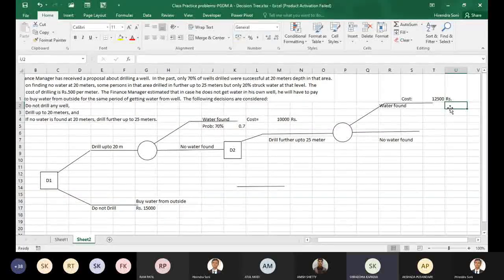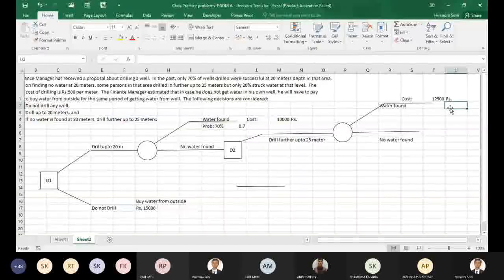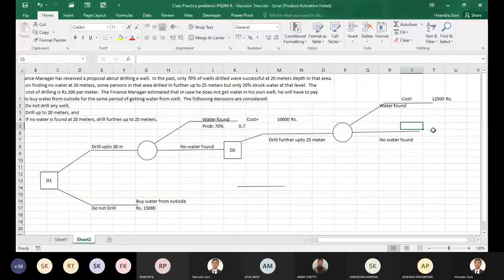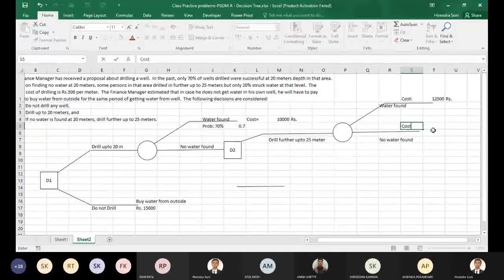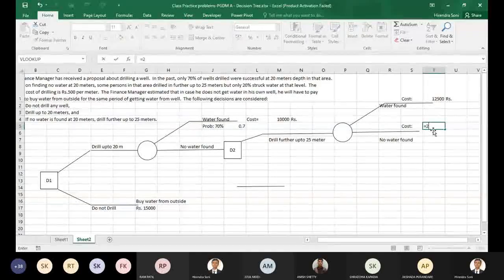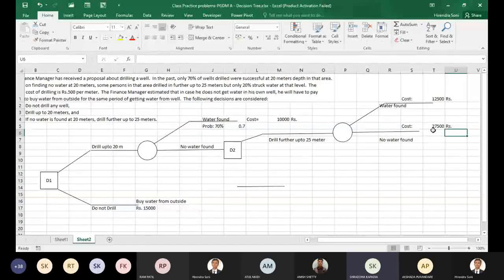Someone please respond. Yes, sir. Okay. Now, at this juncture, when you have drilled up to 25 meters and still no water is found, you have to buy water now. So what would be your cost at this juncture now? Cost of drilling up to 25 meters plus 15,000 for water. Correct? Yes, sir.